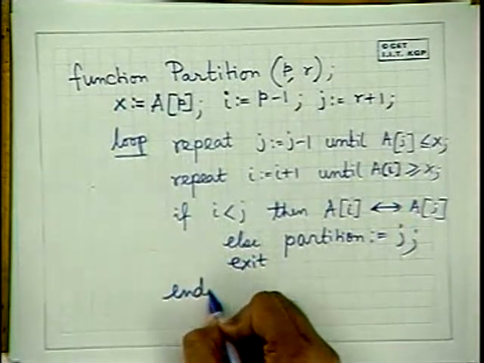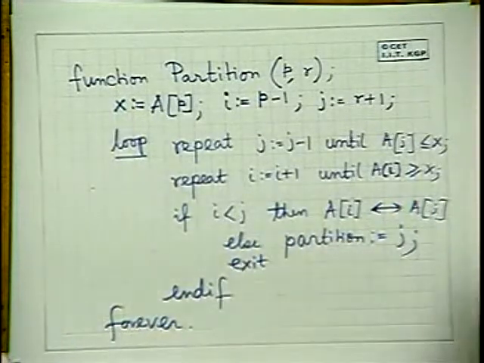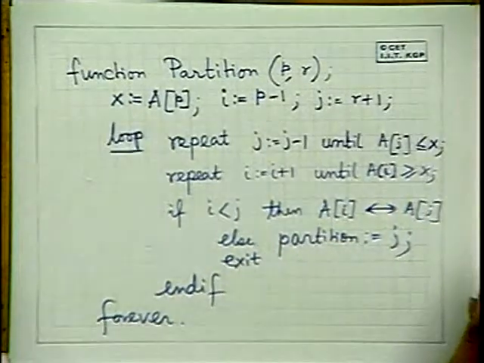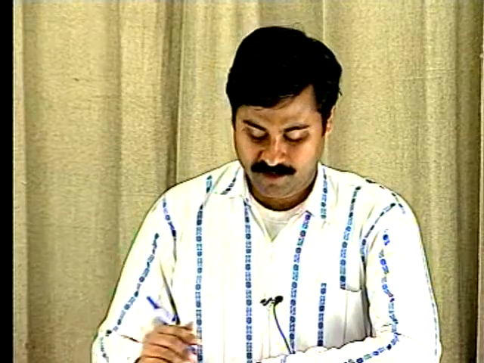This is end if, forever. Okay. So this is the entire algorithm for partition. Forever means this loop will continue as long as you don't exit. At some point of time you will exit. I am not exactly using a while loop here. It should be okay to you. Once I give you this type of algorithm, you should be able to program it in C language or Pascal or any other language.